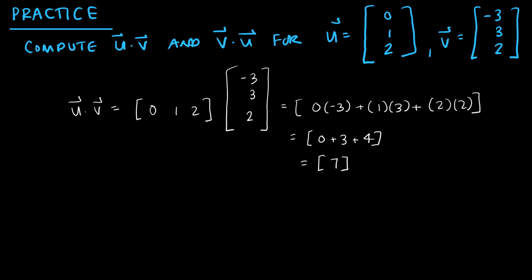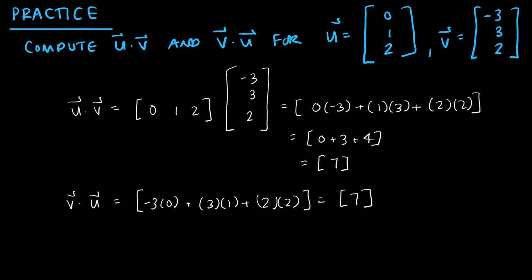Now I also asked you to compute v times u. And again, what's going to happen is I'm going to get negative 3 times 0 plus 3 times 1 plus 2 times 2. And obviously this is exactly what I just did, so I'm going to get 7 again. So this is not a proof, however it's a great example to show you that the inner product of two vectors is in fact commutative.